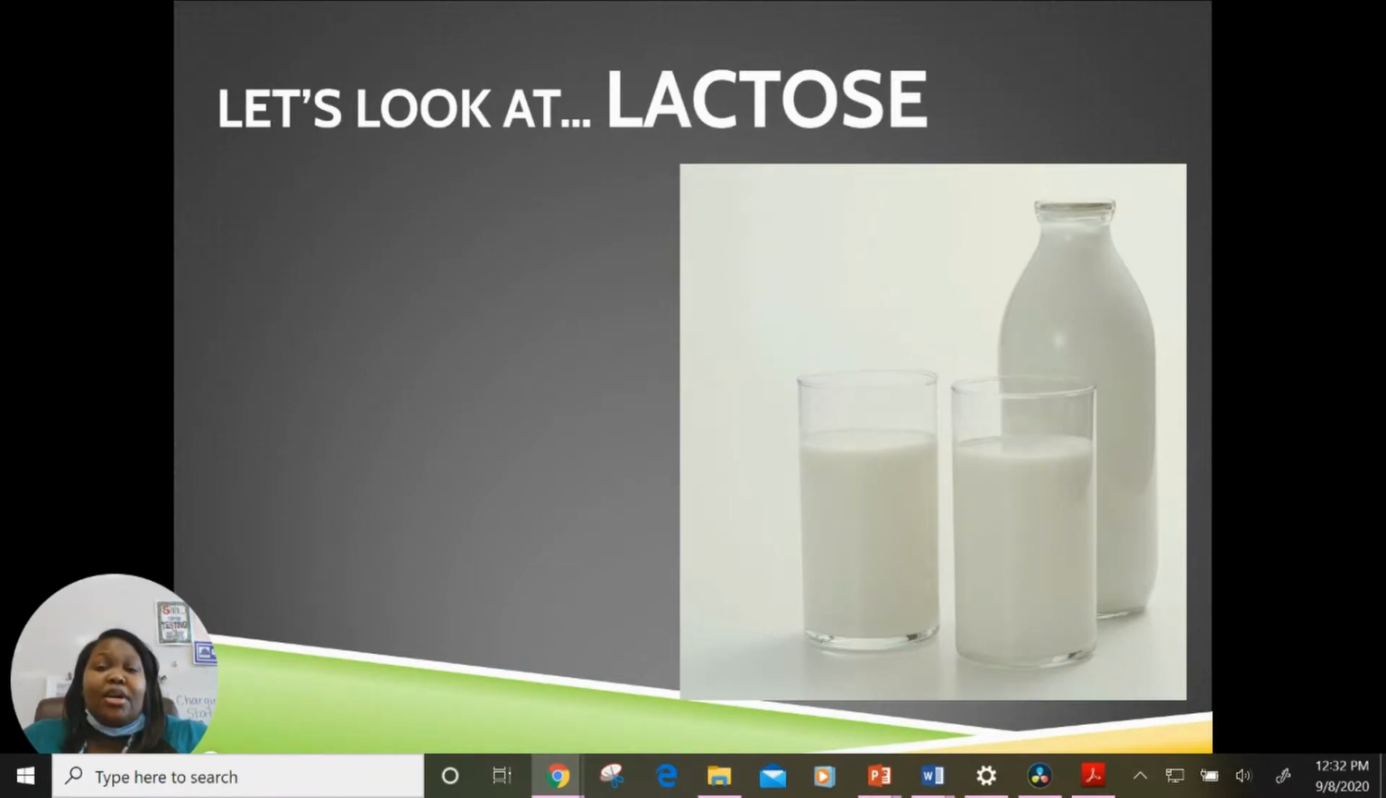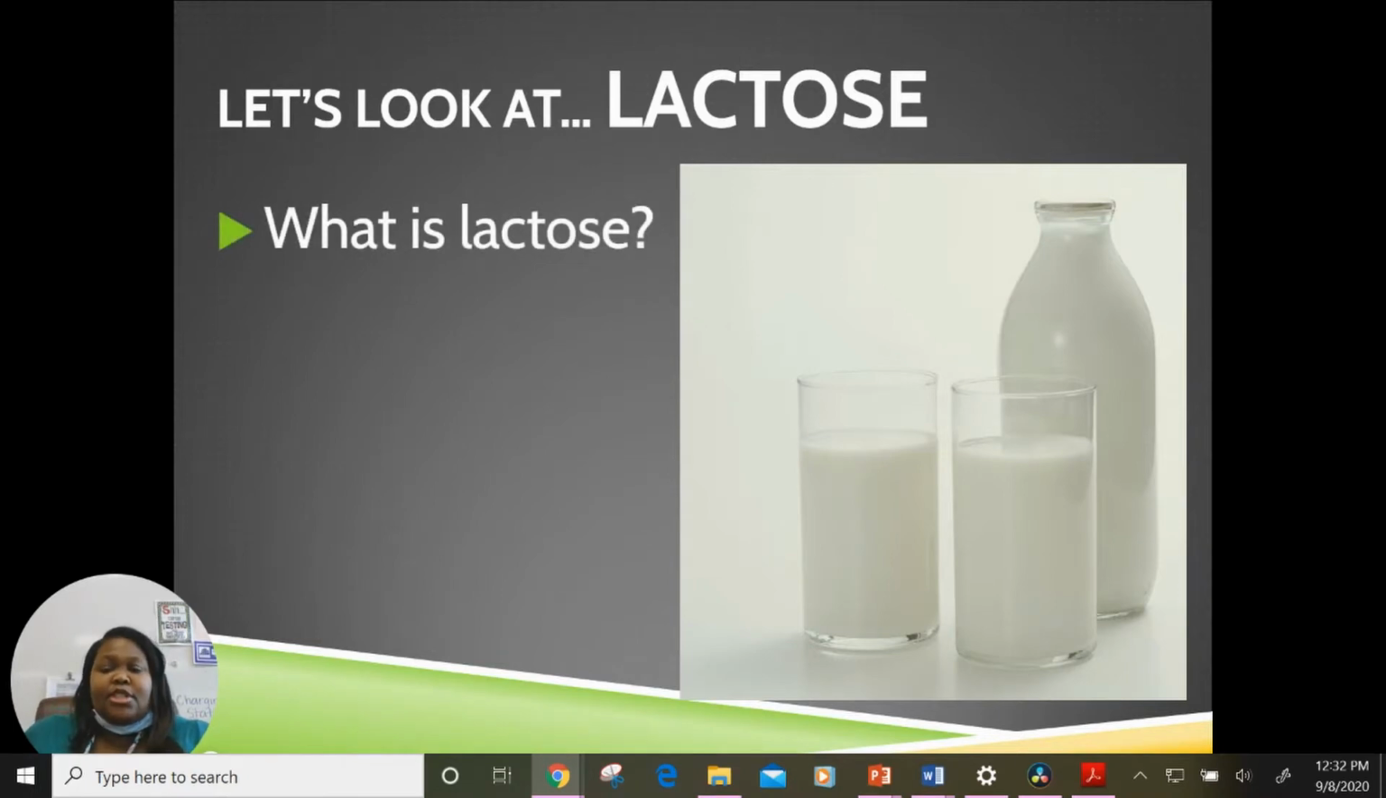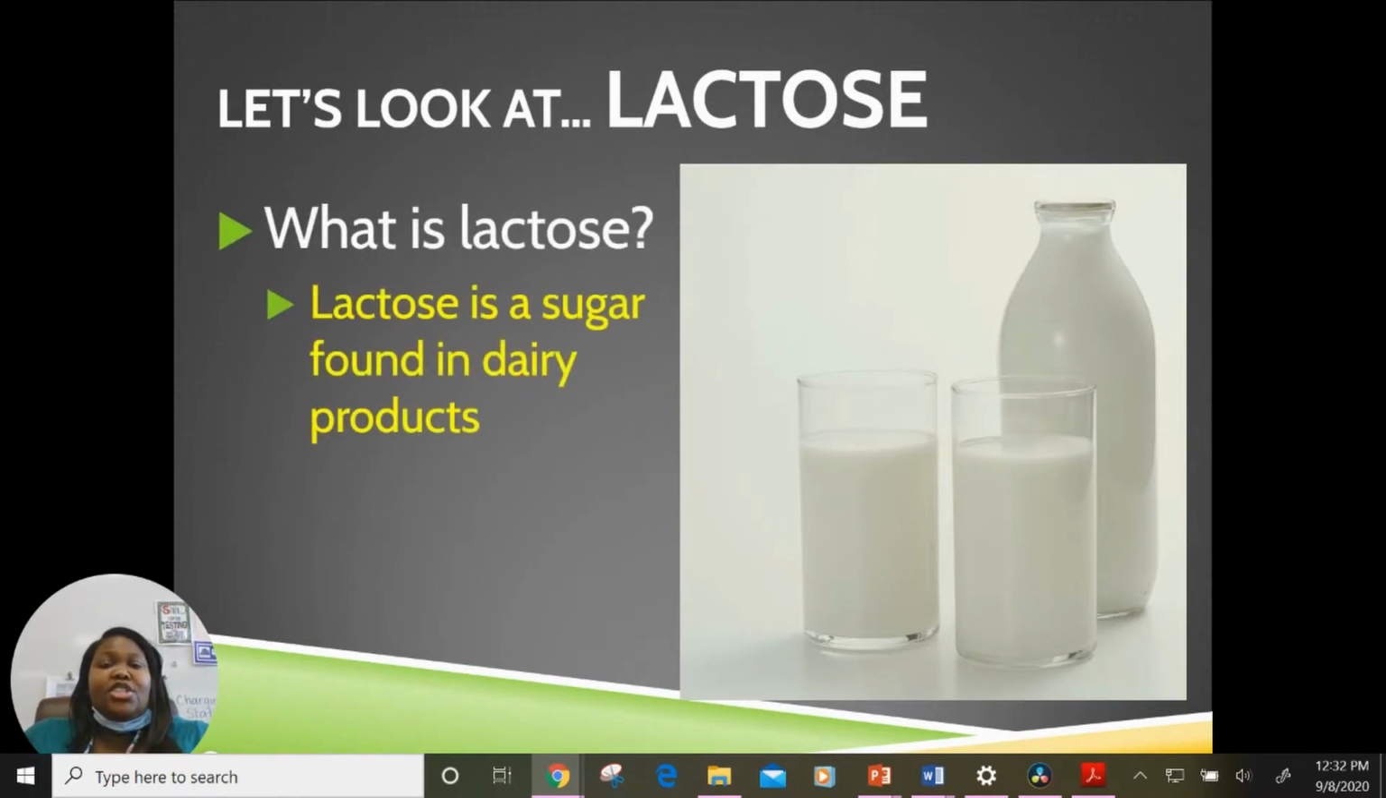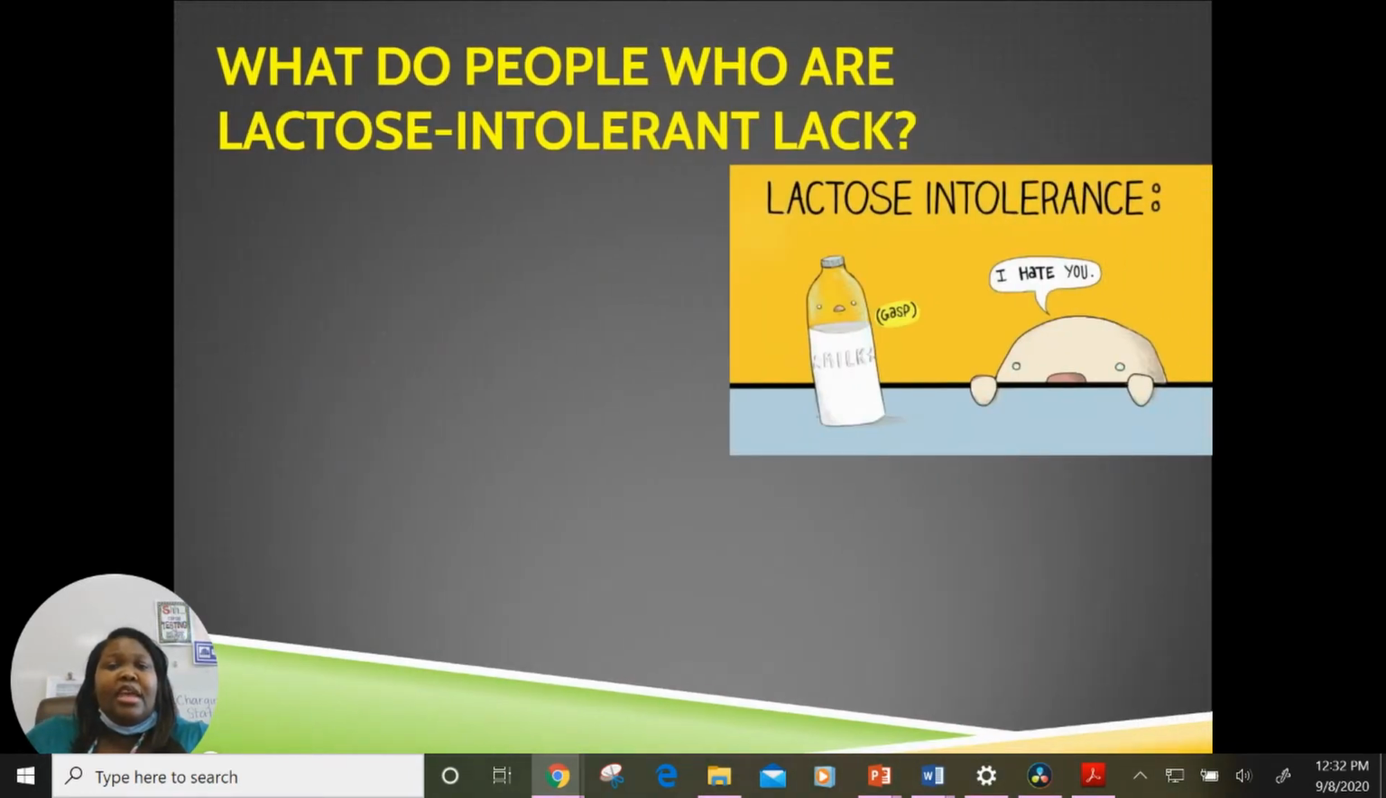So let's talk about a sugar called lactose. First of all, what is lactose? Lactose is a sugar that's found in dairy products, for example, in milk. So you drink the milk, and it's broken down into lactose. And not just lactose.